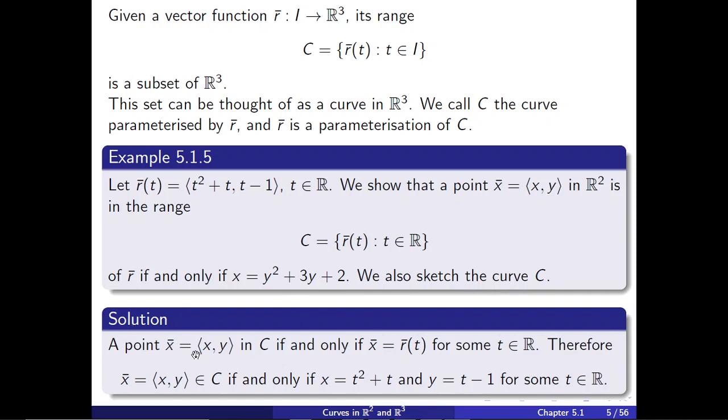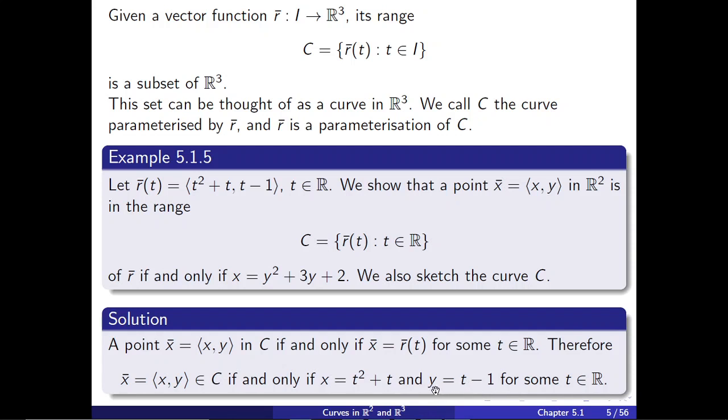Right, so for the solution, we know that a point x is in C if and only if x is r of t for some t, and this is coming from the definition, right? So therefore x is in the range if and only if the first component is t squared plus t, and then the second component is t minus 1.